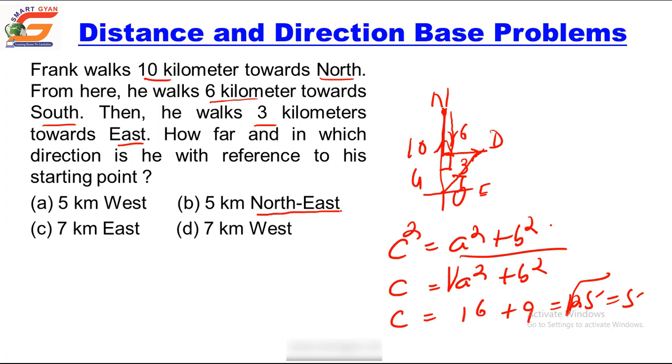But when we found only the northeast direction, it is enough to answer the question, as only one choice, that is choice B, contains northeast, then that is your answer. But to ascertain the exact answer, we will find the distance also. So the final answer is 5 kilometer northeast.